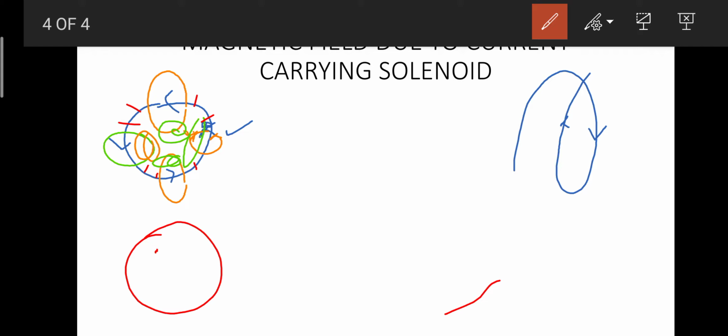Now what are these, dot and cross? If you see a dot inside a circle, that means the field line is out of the screen. And if you see a cross inside the circle, this shows that the field line is into the page, into the screen, or away from you.